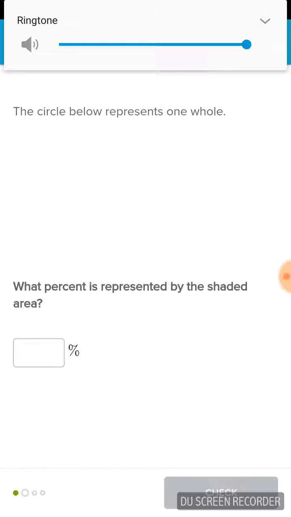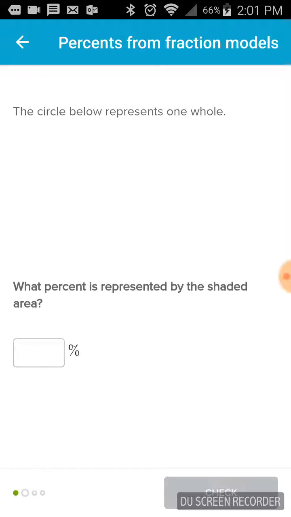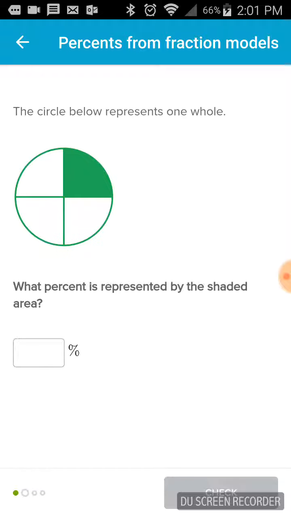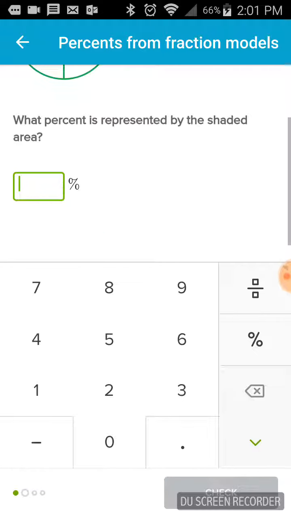So the circle below represents one whole. What percent is represented by the shaded area? So here's a circle. Again, the entire circle is supposed to be 100%. So it's broken up into 1, 2, 3, 4 pieces. So if I break that up into 4 pieces, each piece is 100 divided by 4, which is 25%. So if I have one of the 25% pieces shaded, it must represent 25%.